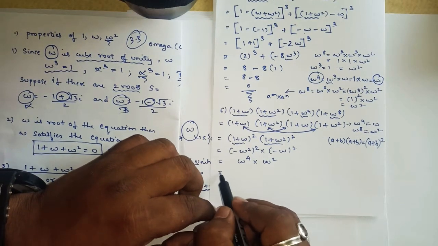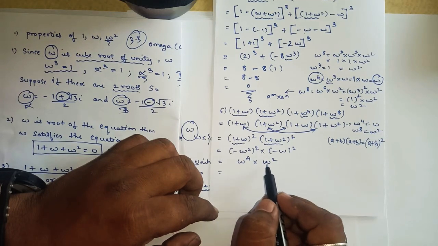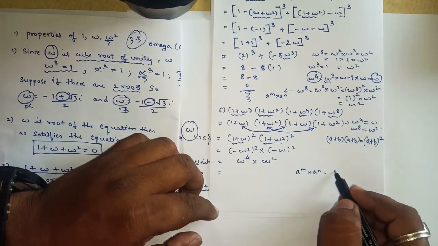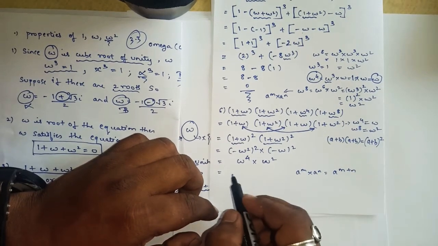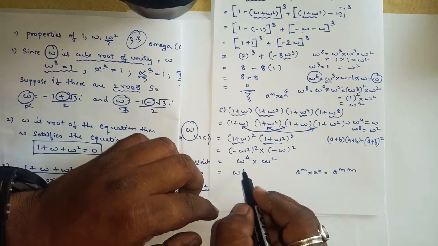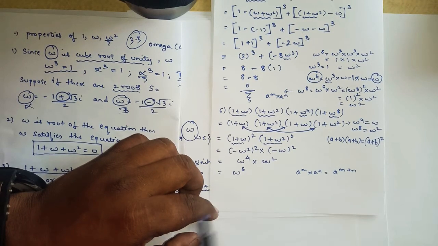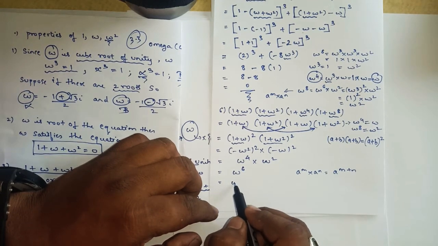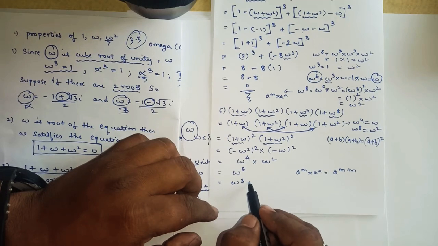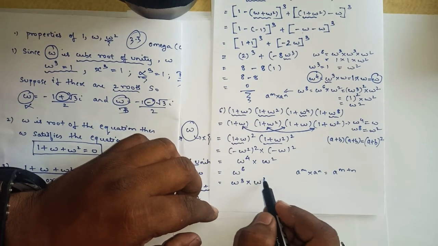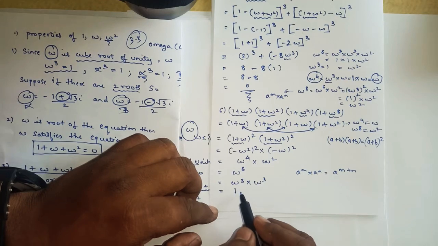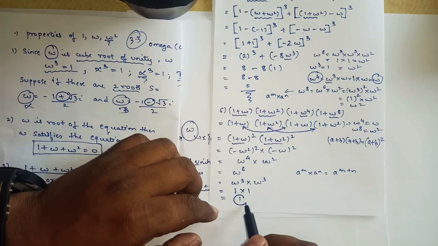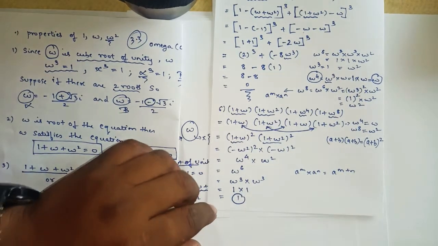Okay. Then after this, w raised to 4 and w square, it looks like a raised to m into a raised to n. So this we can write as a raised to m plus n. So w raised to 4 and w raised to 2. So 4 plus 2, it is what? 6. And we know that whenever the power is more than 3, we can break the power with respect to 3. So we can write it as w cube into w cube. Yes or no? And w cube is what? 1. W cube is what? 1. So 1 into 1, here we got the final answer, that is 1 for this particular question.